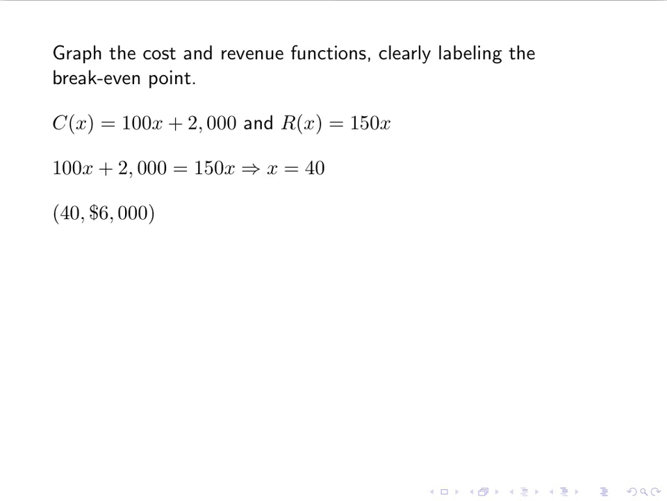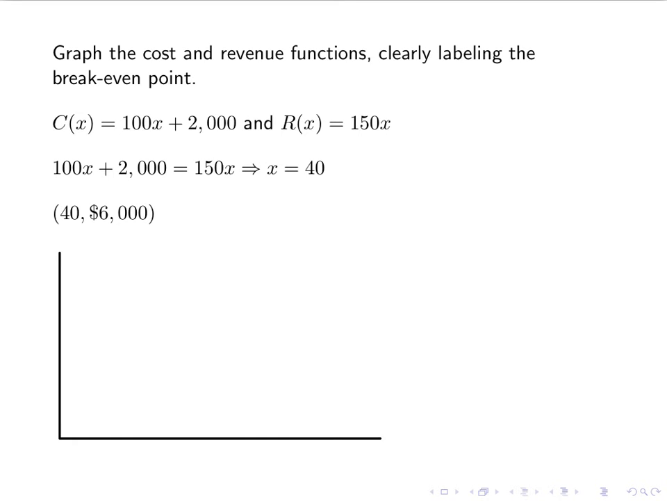So in order to graph my lines, each line needs 2 points in order to graph it. We have the y-intercepts for each. So for C, the cost function, the y-intercept is 0, 2,000. For our revenue function, it's 0, 0. Remember, it goes to the origin. And then we also have a point that's on both of them. So we need 2 points for each line, but one of our points is on both lines. So as long as we have the 2 y-intercepts and the break-even point, we can graph both of these lines.